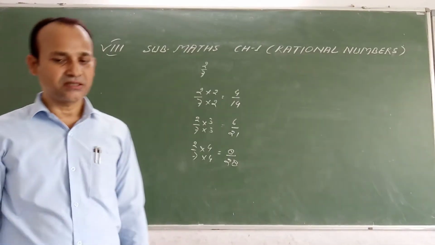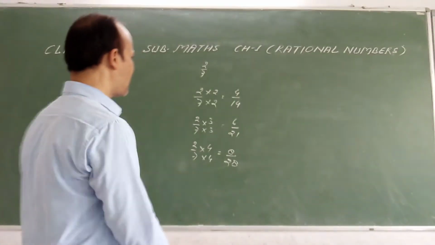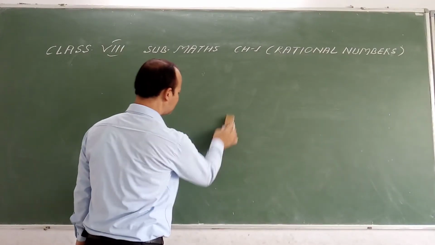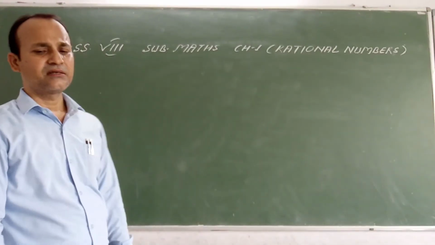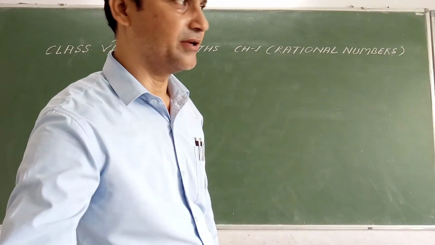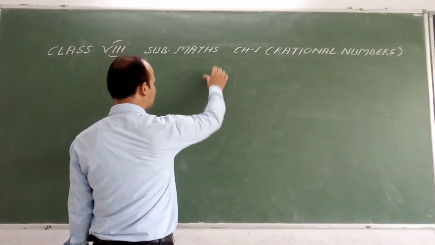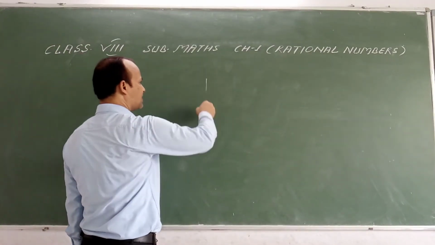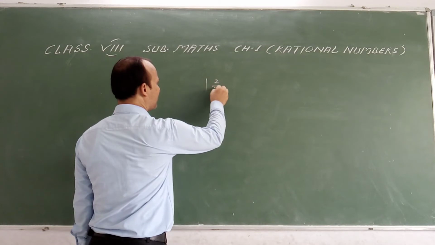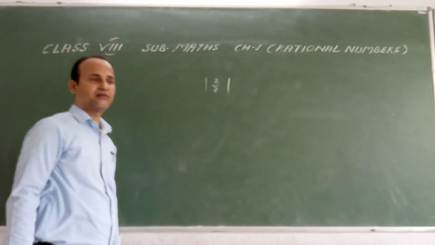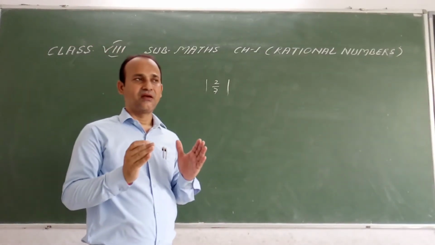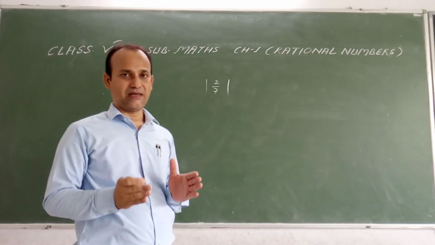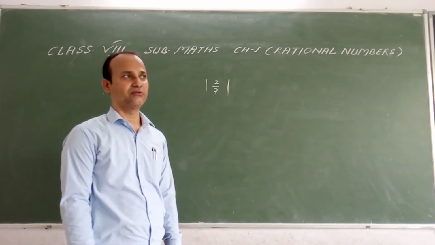Now, next topic is absolute value. How can you find the absolute value? Absolute value is always free from its sign, and you can write the absolute value of 2 upon 7 between 2 parallel lines. The number which is written in between 2 parallel lines is the absolute value.